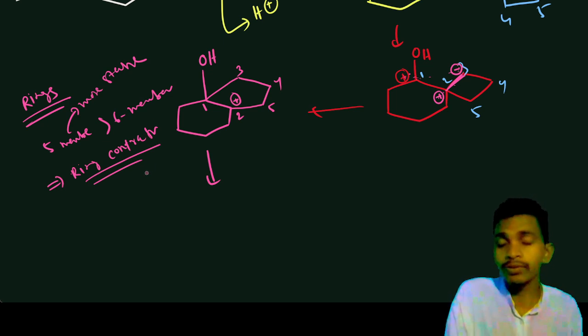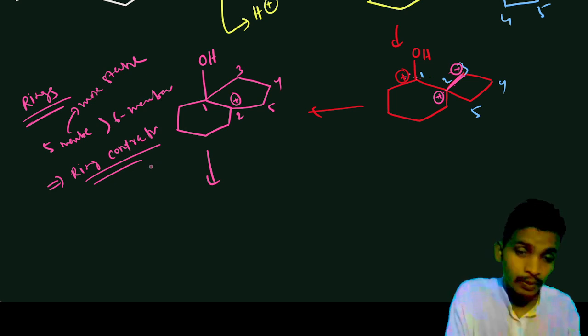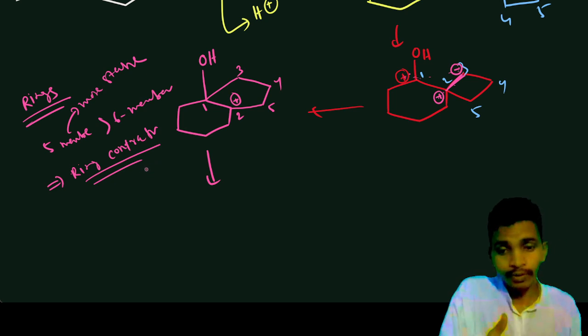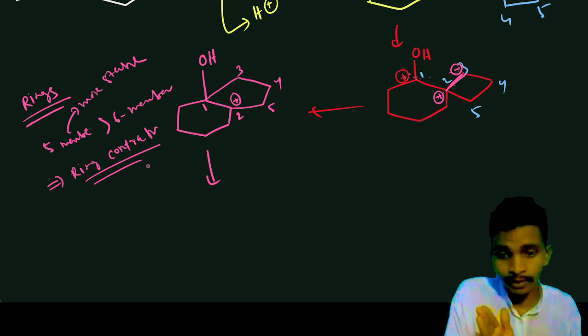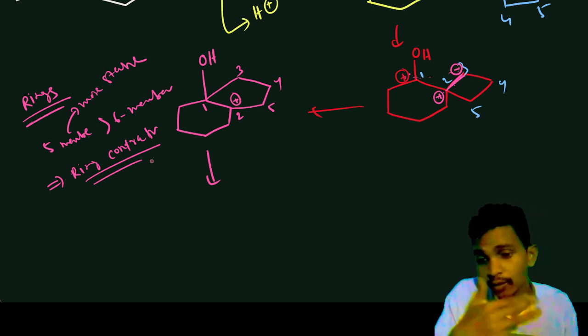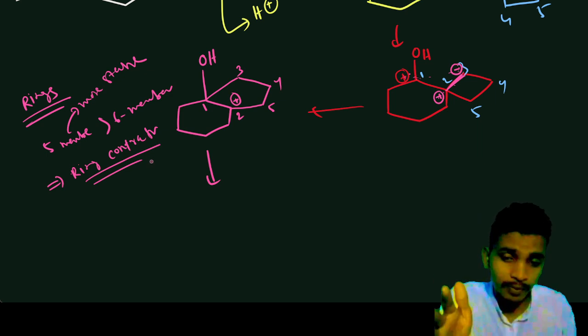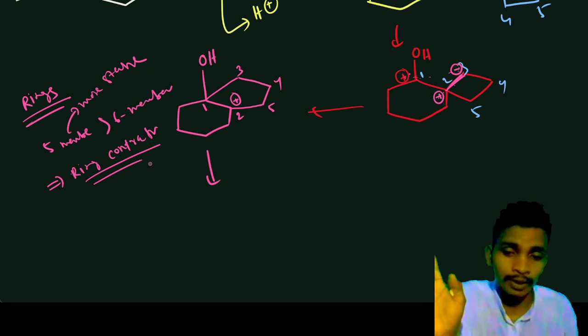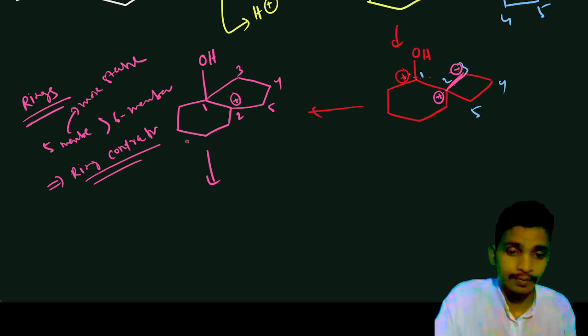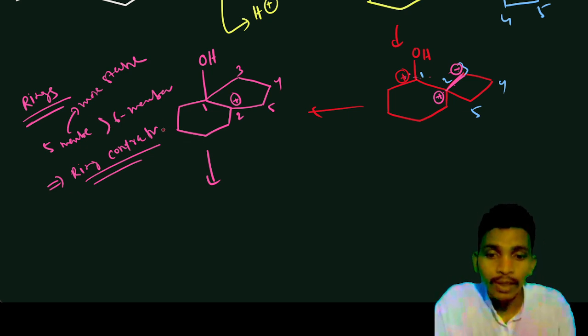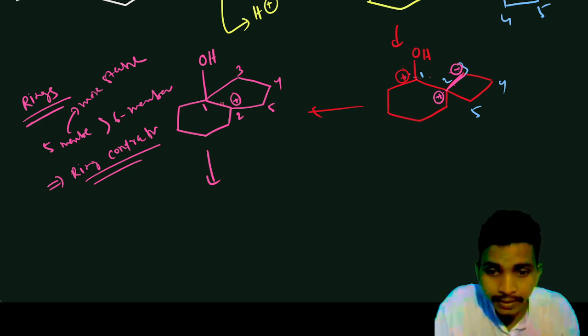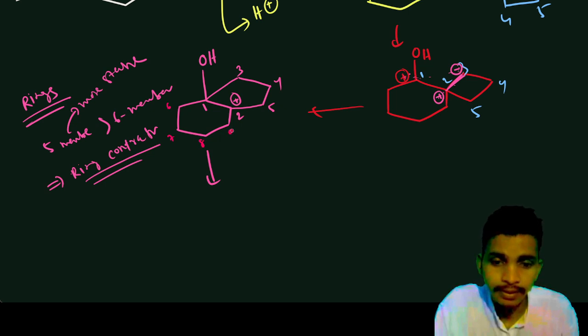Okay, I also explained that the 5-member ring actually exists in the envelope form. And sometimes a 6-member ring converts to a 5-member ring because the 5-member ring is more stable than the 6-member ring. The reason is the ring contractions. So now what we'll do with this 6-member ring: let me give the names here. 1, 6, 7, 8, and 9.